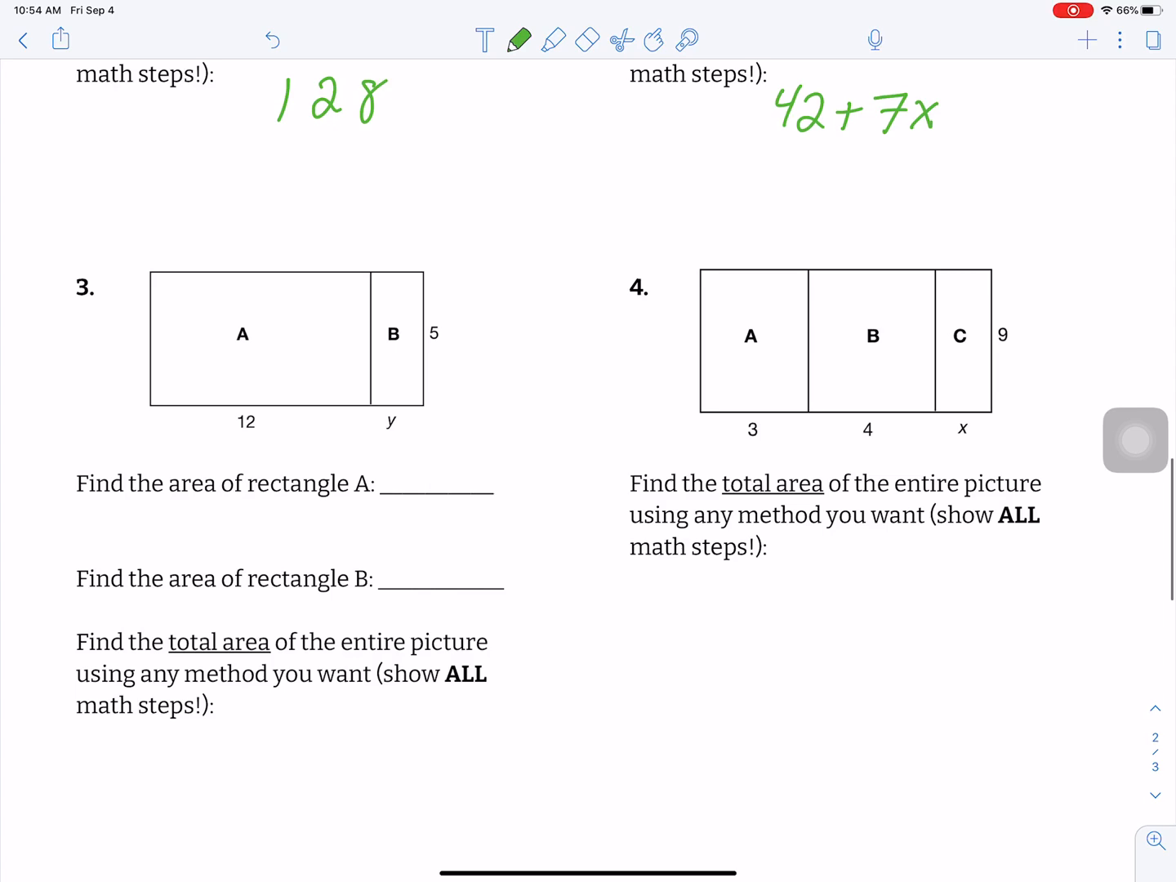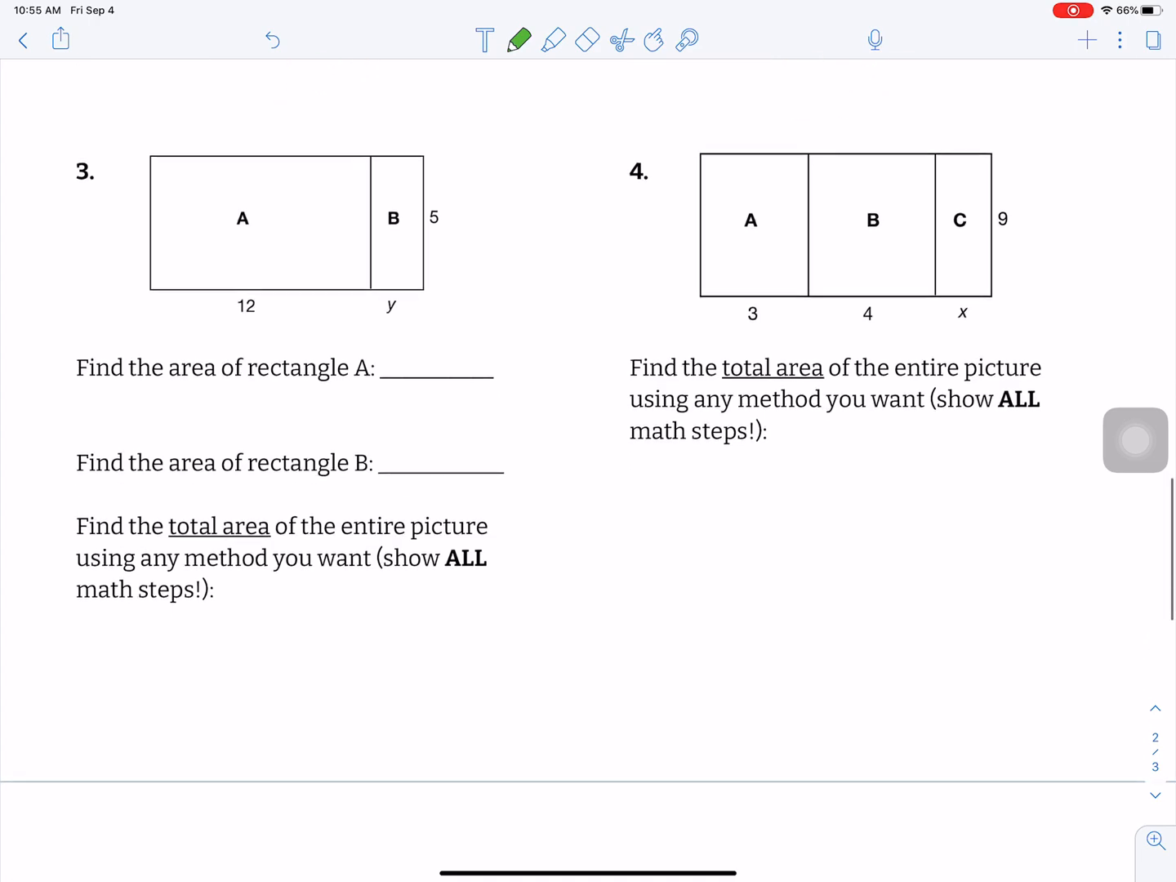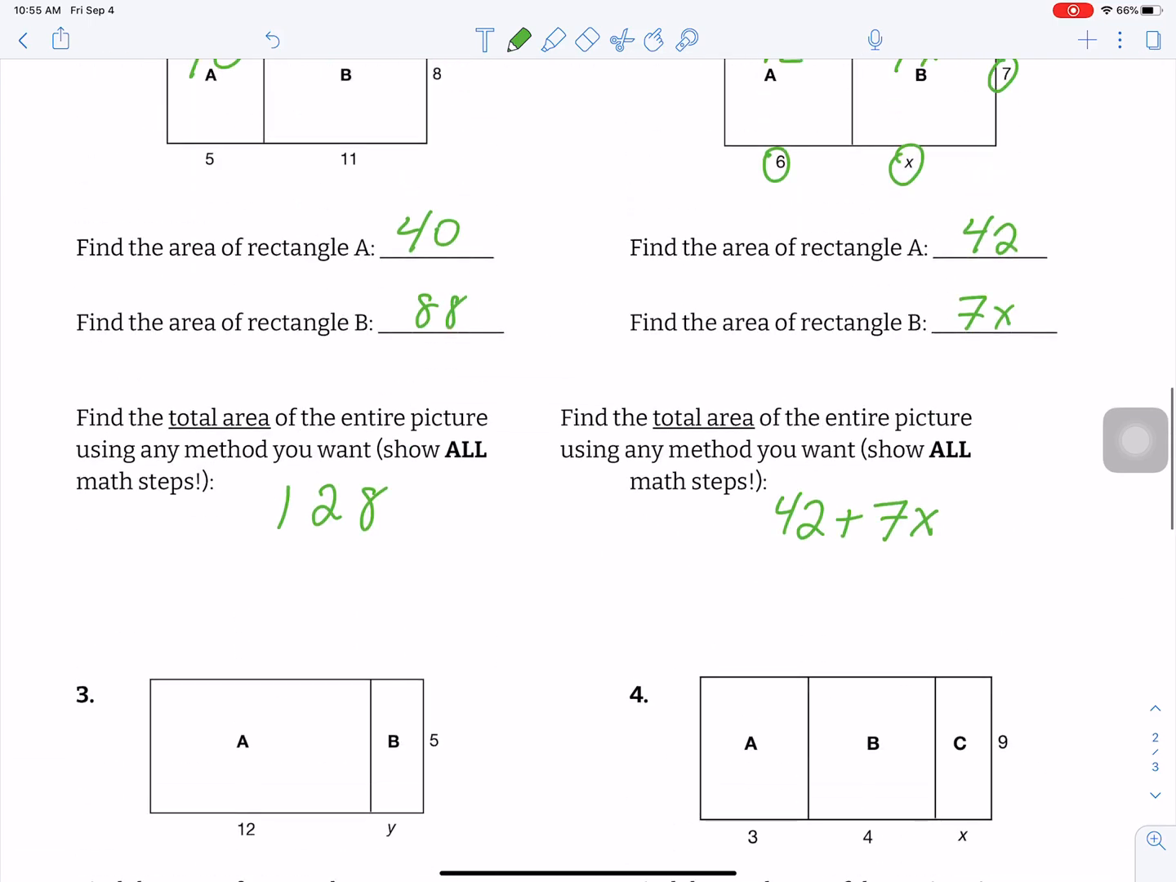Get a couple more here. Number 4, all it is you have 3 boxes. Use the same method. 9 times 3, 9 times 4, 9 times x. And then adding those all together. So go ahead and try those, and then you can check.